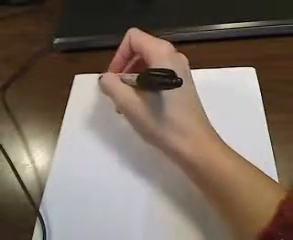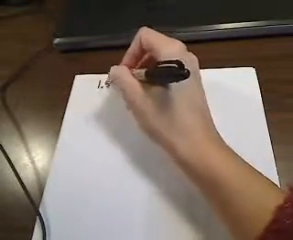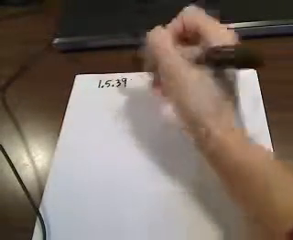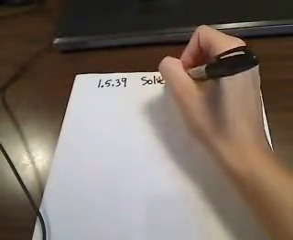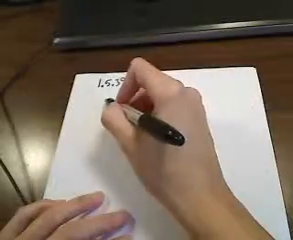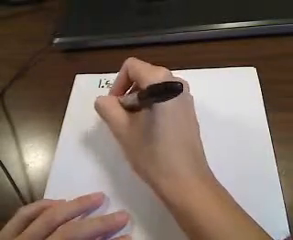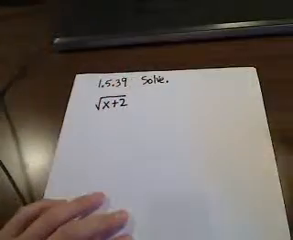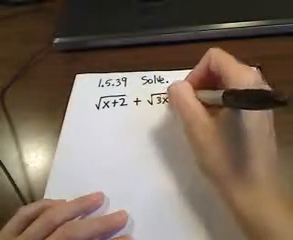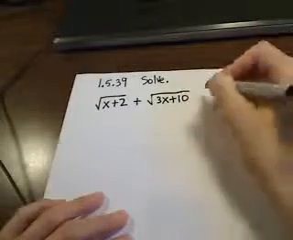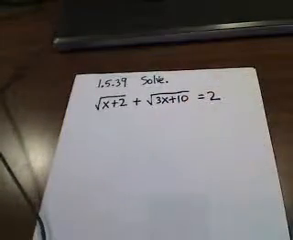Okay, so here's a problem that was asked on the homework. It was out of 1.5, I believe it was 0.39, and the directions said to solve. And they gave you this problem right here, square root of x plus 2 plus the square root of 3x plus 10, and that is equal to 2.